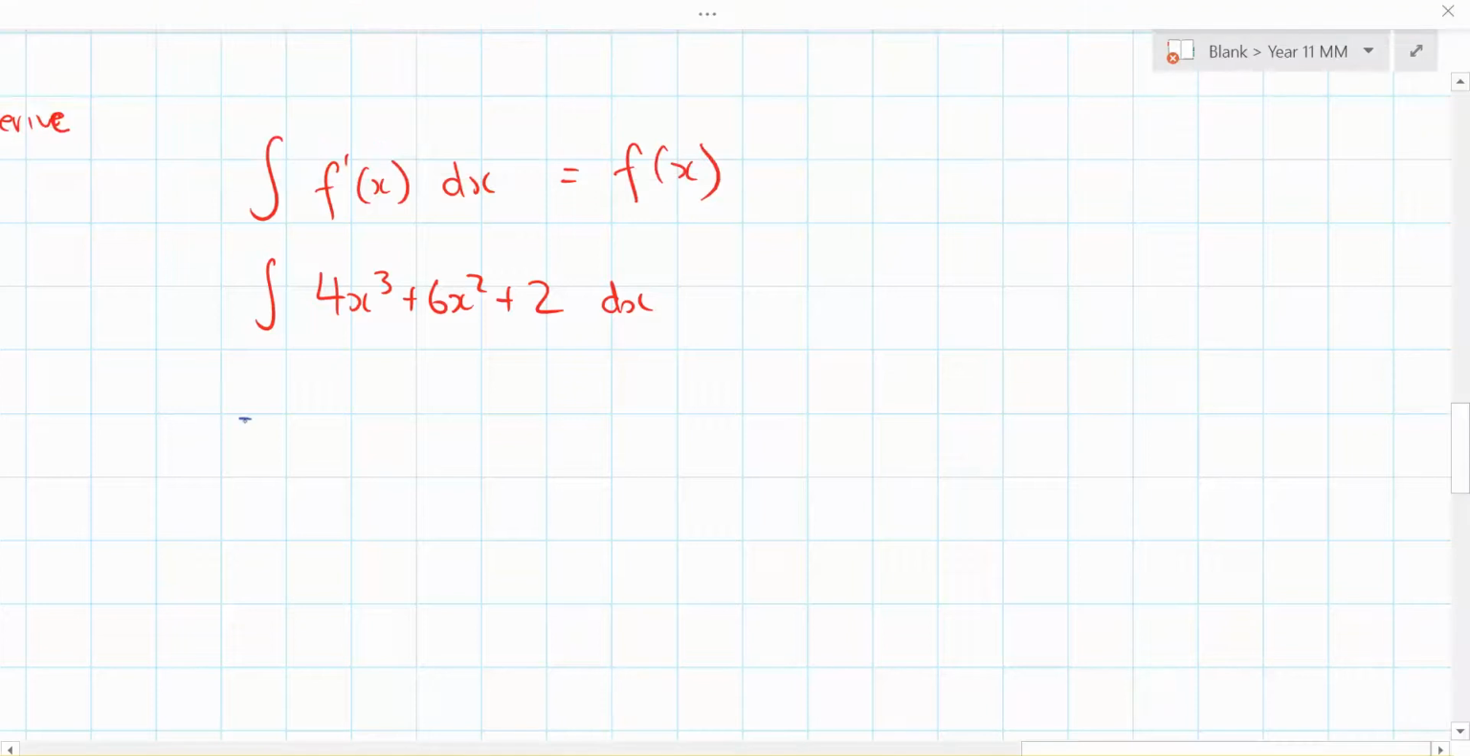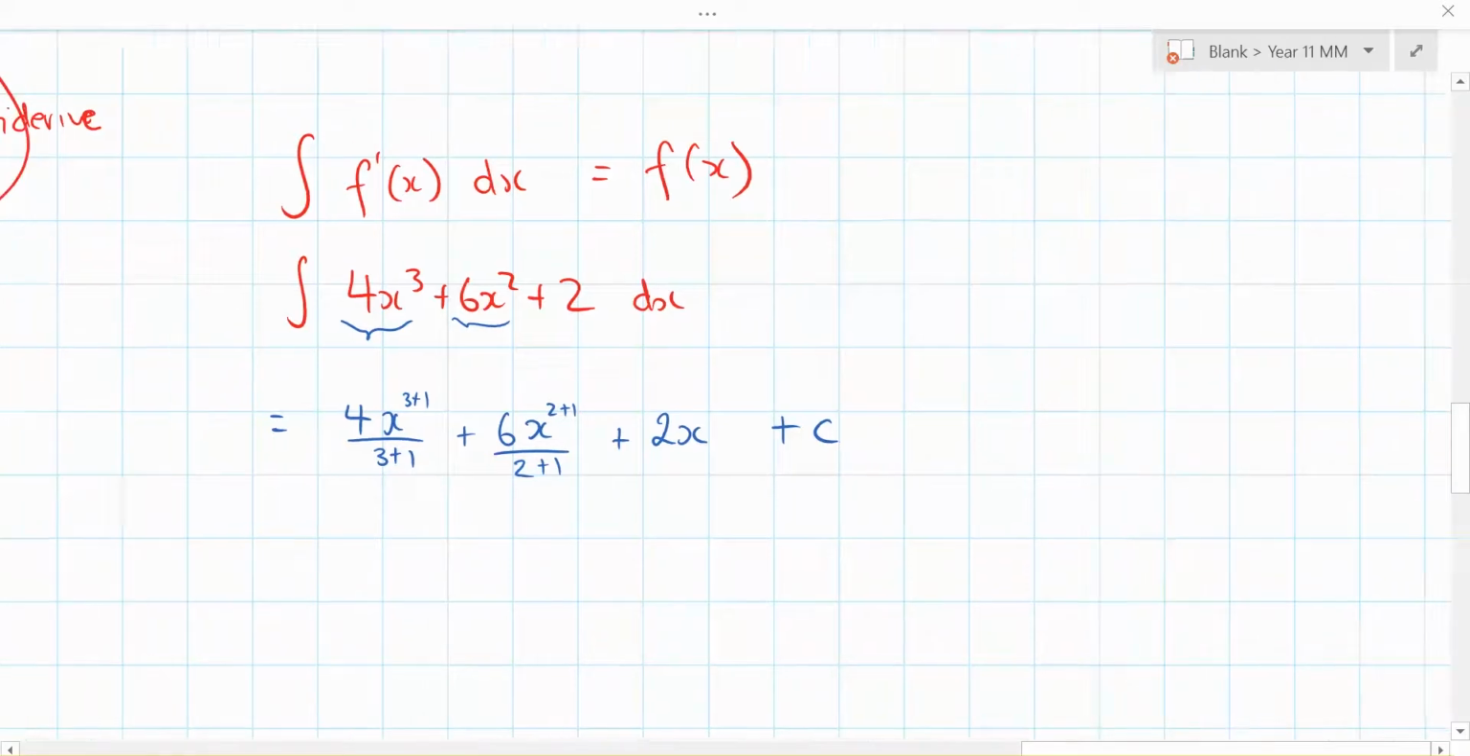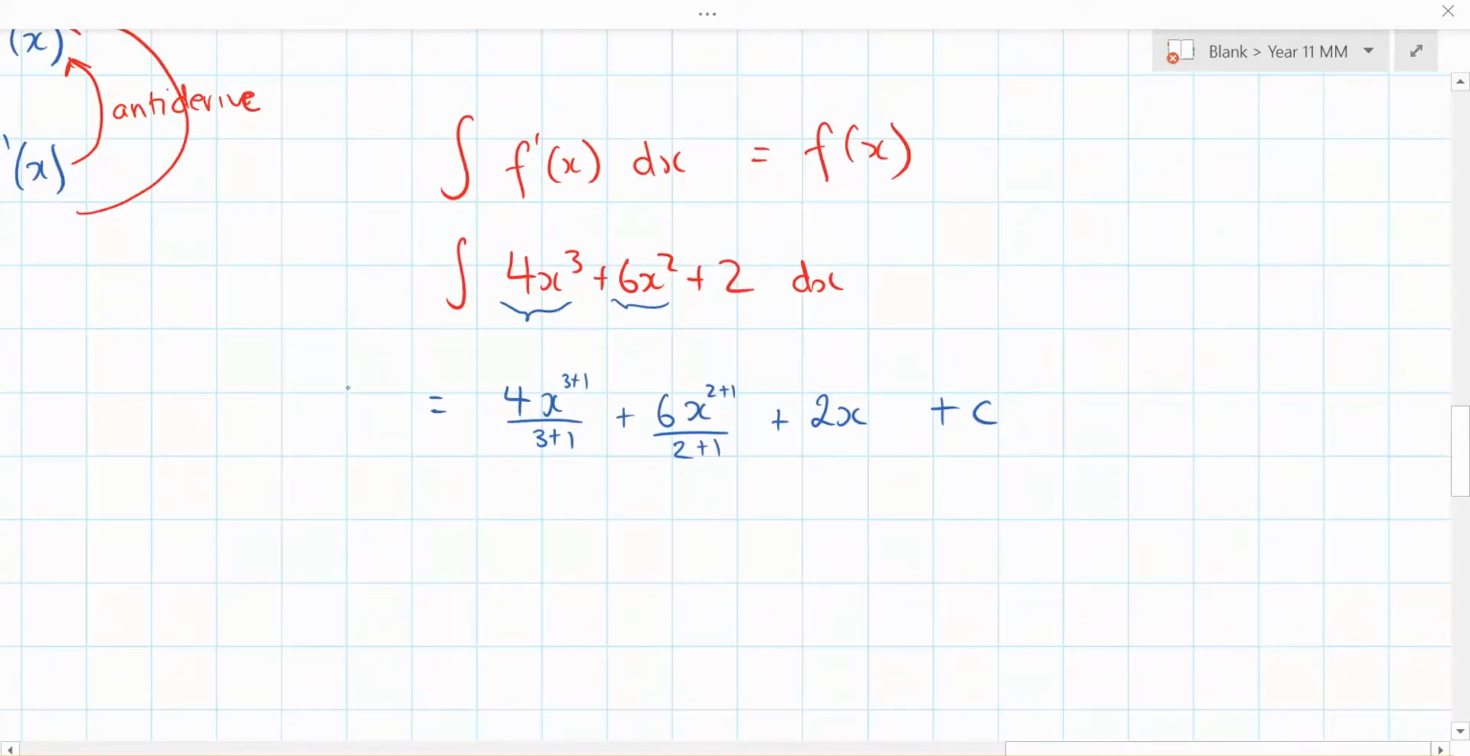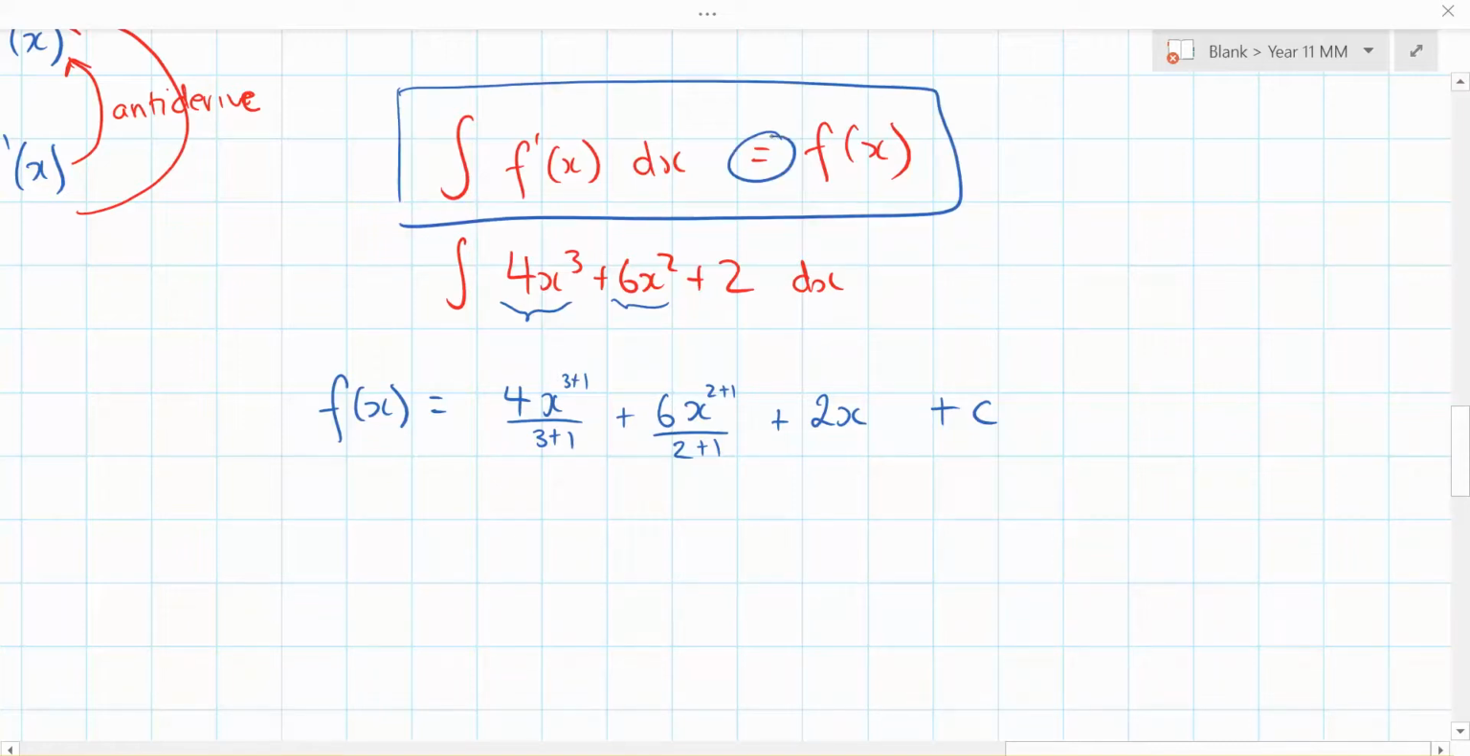Hopefully you've practiced enough to antiderive these individually. So let's antiderive each one. With this one, a is 4, x to the power 3 plus 1 over 3 plus 1. The next one, plus 6 is the a value, x to the power 2 plus 1 over 2 plus 1. Plus, hopefully by now you know the antiderivative of 2 is 2x. Don't forget when you're doing the antiderivative, there is a plus c, because we didn't know what c was. But if you antiderive all of this, this should give you f of x, because that's what we set up here.